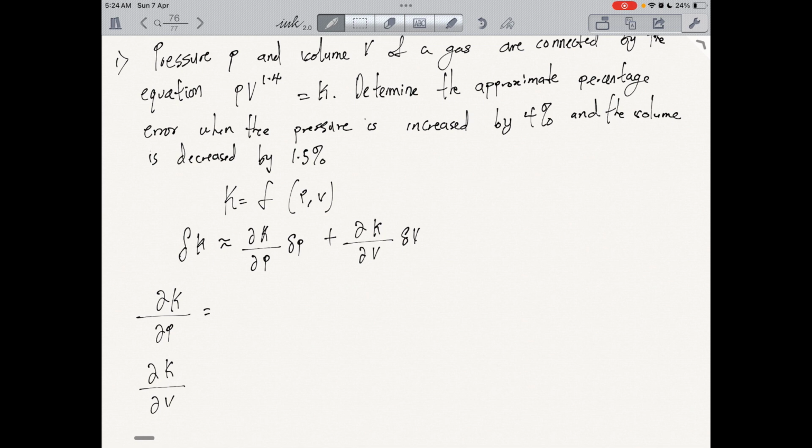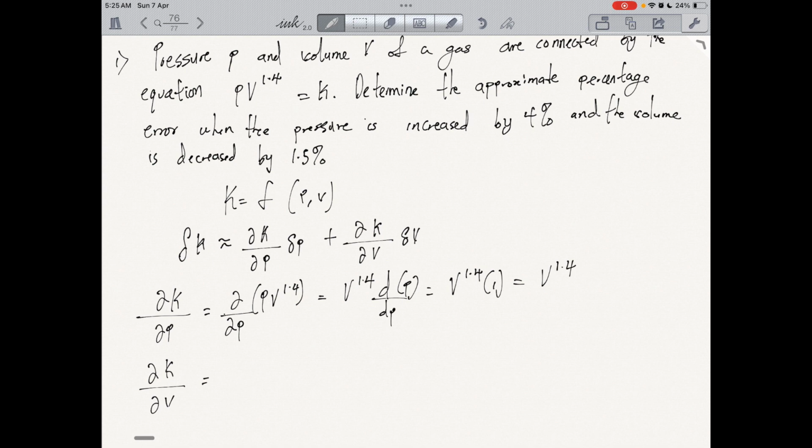Now, since we are given PV raised to power 1.4, and we are differentiating partially with respect to P, V is a constant and we differentiate fully with respect to P, and this will give us V raised to power 1.4 multiplied by 1. That's V raised to power 1.4.